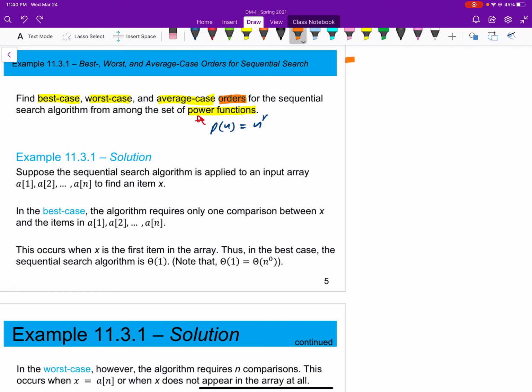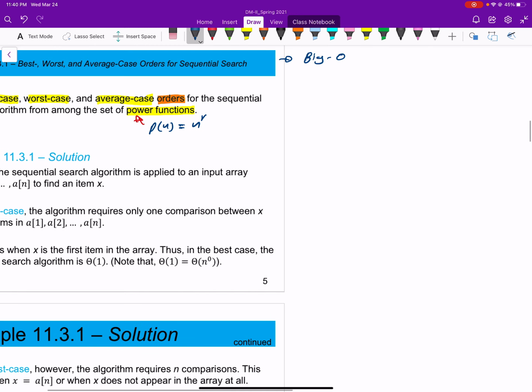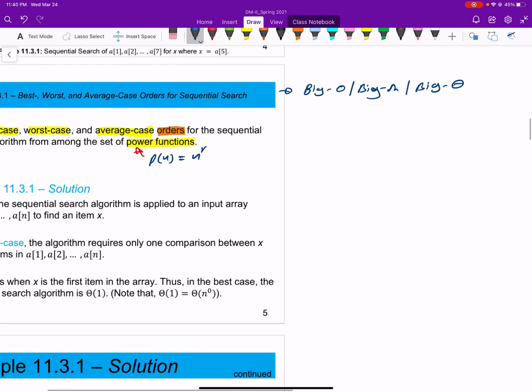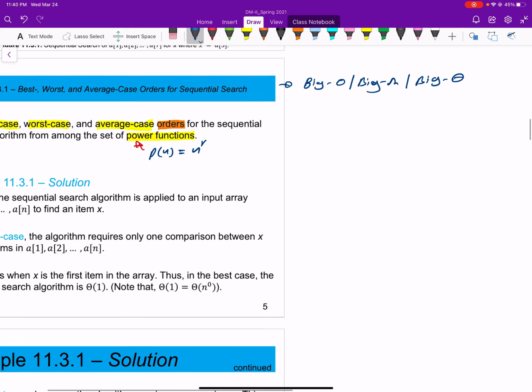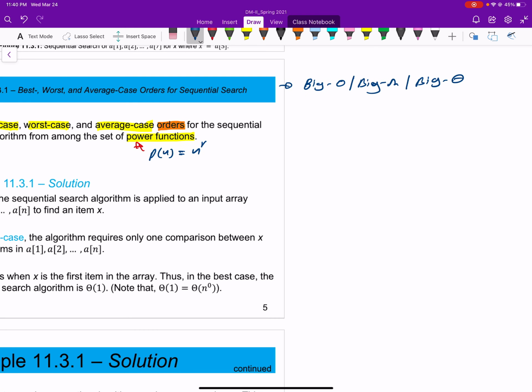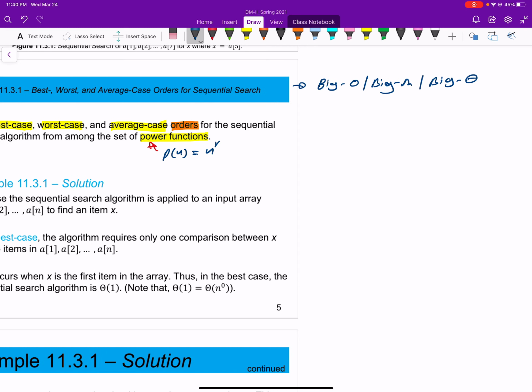The first one is big O, and the other one is big omega, and then big theta. There are three order notations in general, that's for sure. But when we simply refer to order, it is big theta.